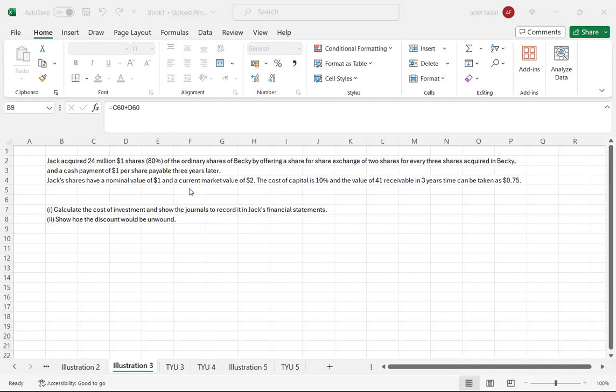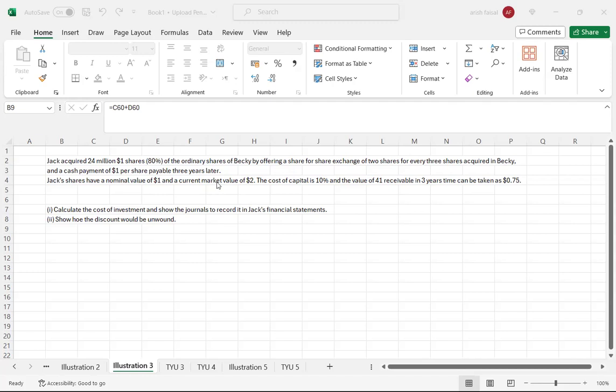Now, it's not necessary that whenever a company acquires another company, they will always use cash. Okay, for obvious reasons. They can also issue their own shares to purchase the share capital of the subsidiary company, like as in this case. So we have, by offering a share for share exchange of 2 shares for every 3 shares acquired in Becky. Okay. So for every 3 shares which the Jack company is acquiring in Becky company, Jack will issue 2 of its own shares. They will also give a cash payment of $1 per share payable 3 years later.